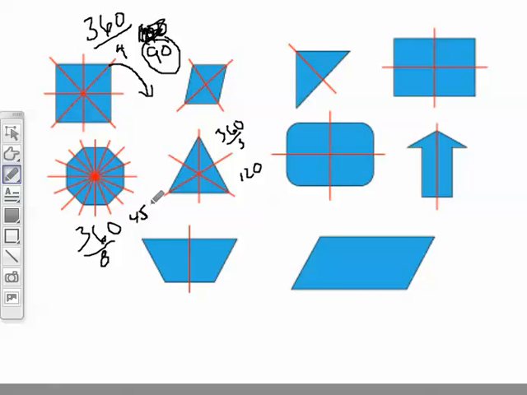So how am I getting those? I'm dividing the 360 degrees, which is a full circle all the way around, and I'm dividing that by the number of lines of symmetry that are there. It's not the number of sides, it's the number of lines of symmetry. Well, those are the same in a regular object. Yes, but if it's not a regular object, you're still dividing by the number of lines of symmetry.